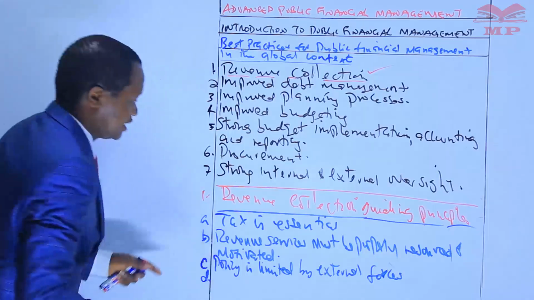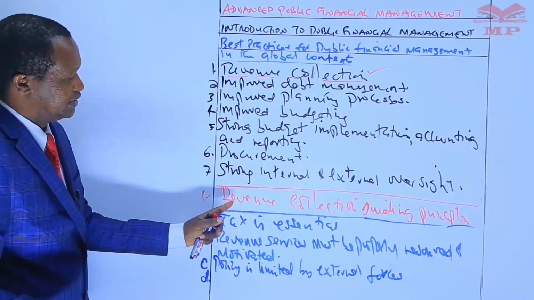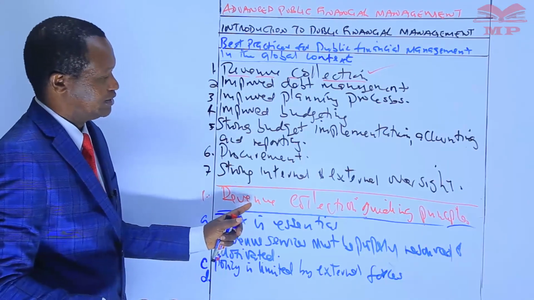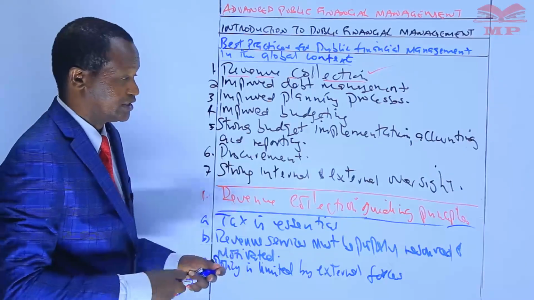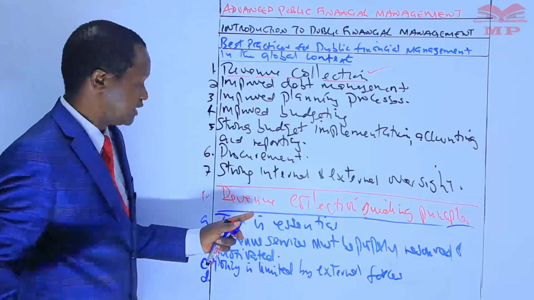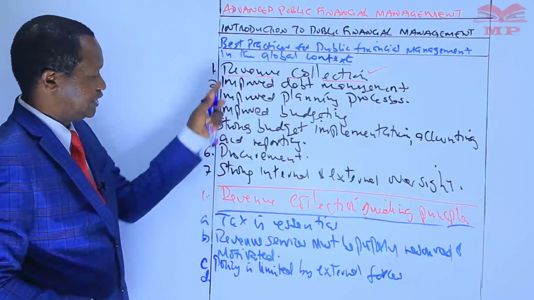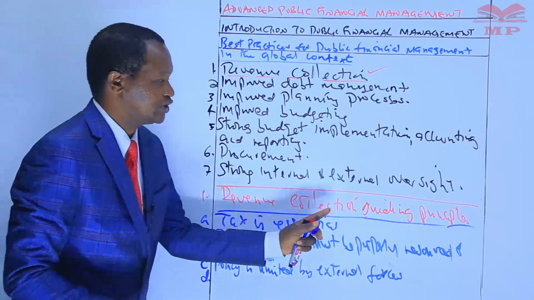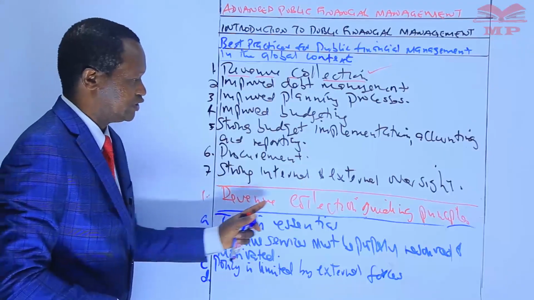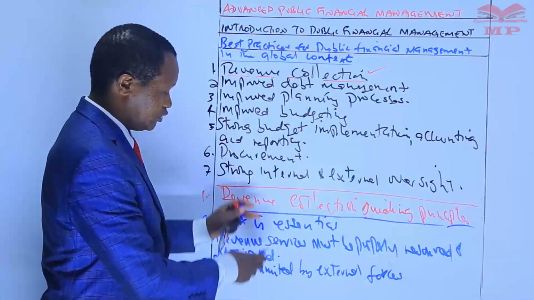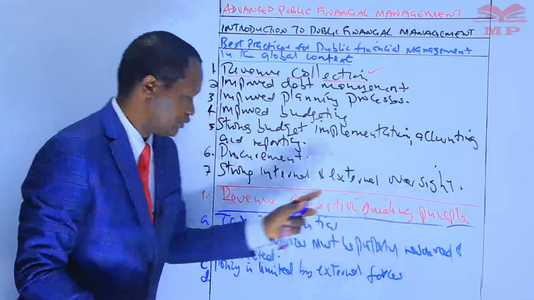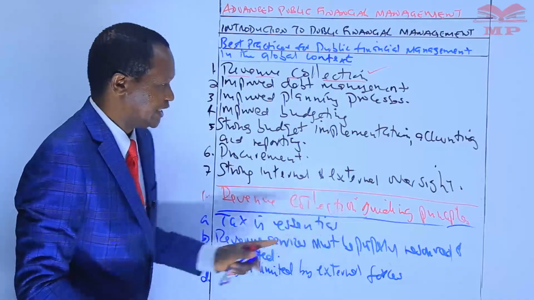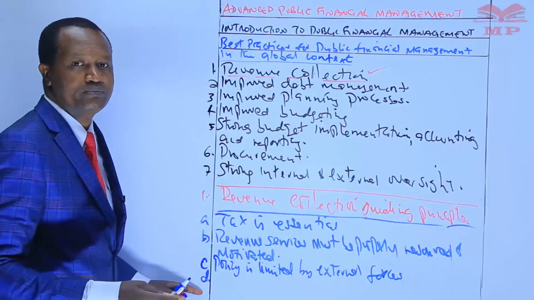D, candidates, you are discussing the World Bank's best practices in public financial management. There are 4 areas. The first one is revenue collection guidelines. Revenue collection, we are now looking at the specific revenue collection guiding principles.